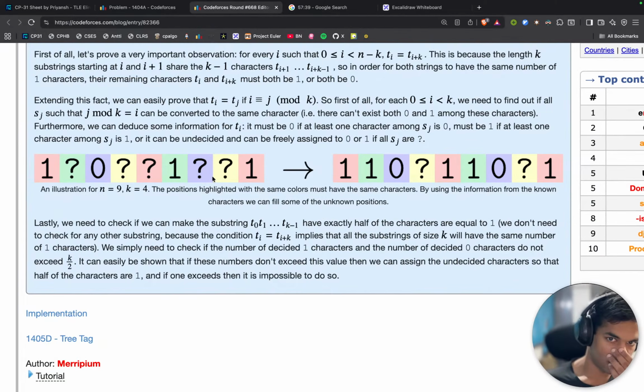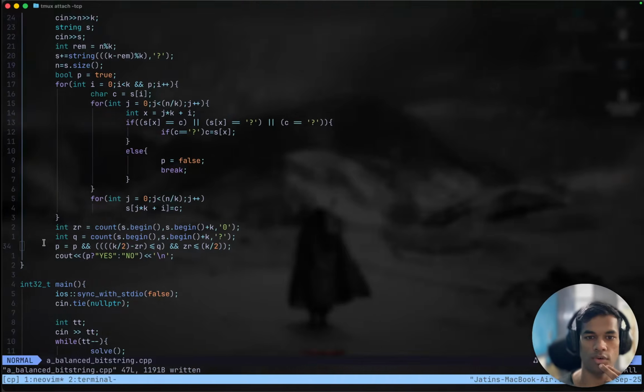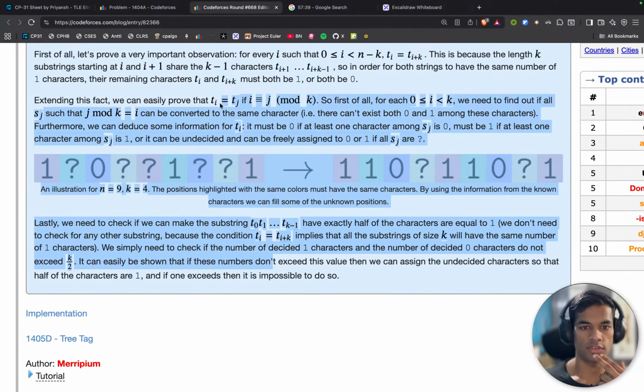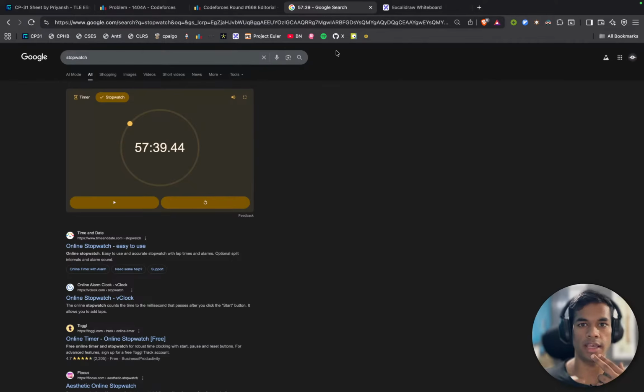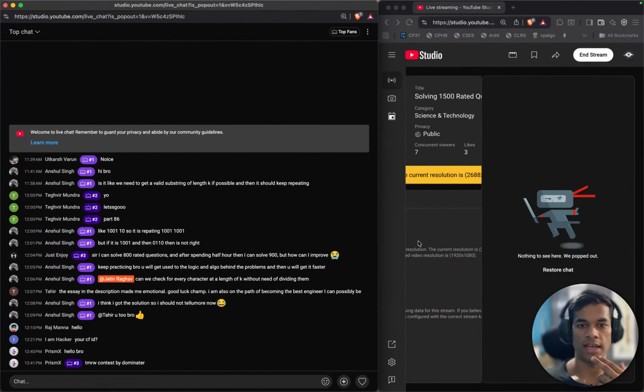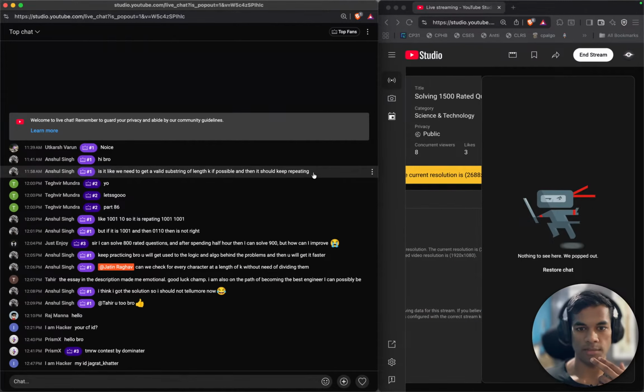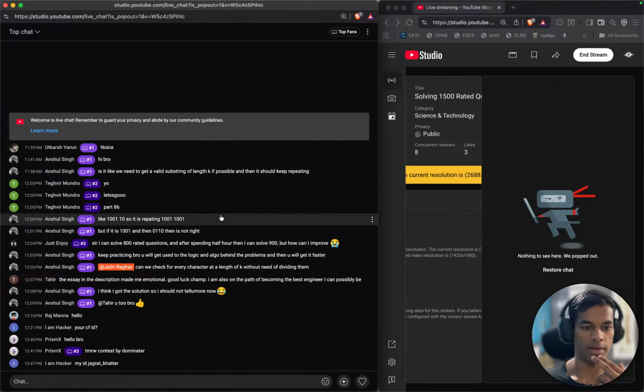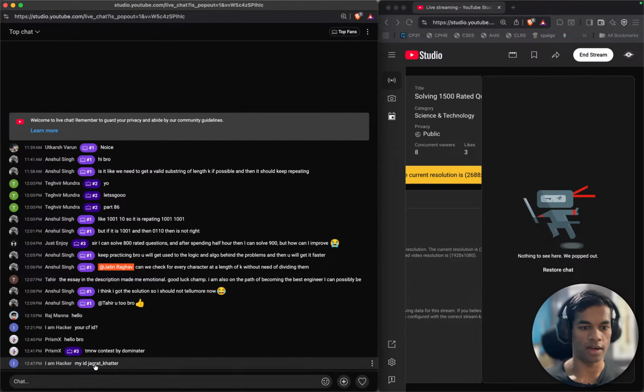Okay. So thinking about this thing was good. This is one new thing that I came to know, that strings should keep repeating. Substrings should keep repeating.